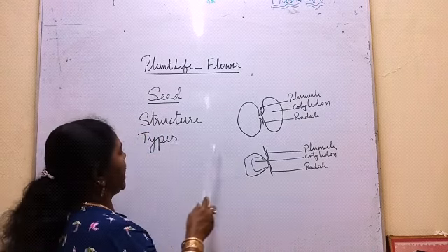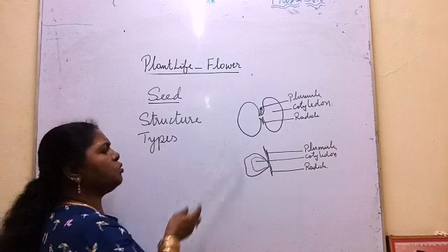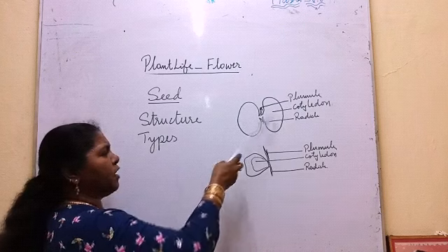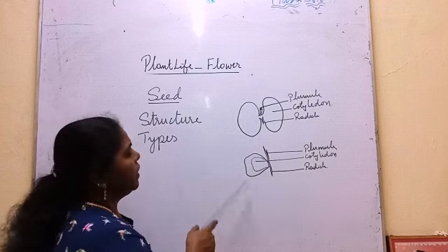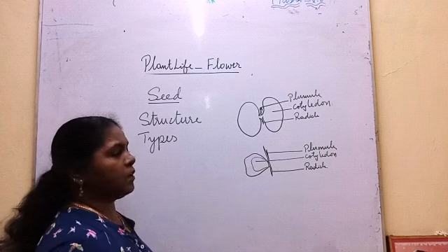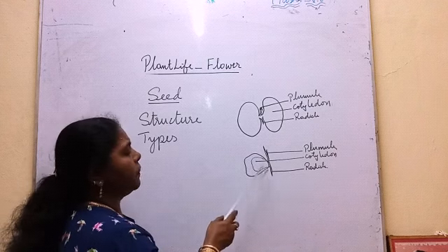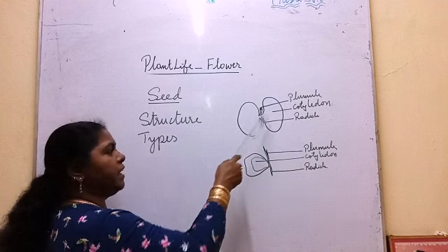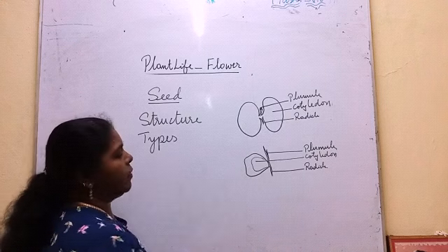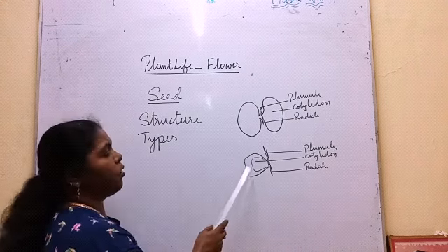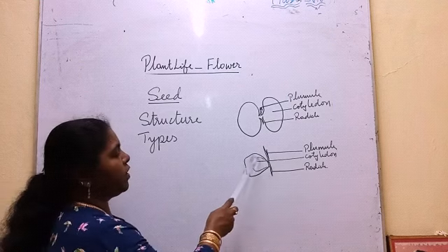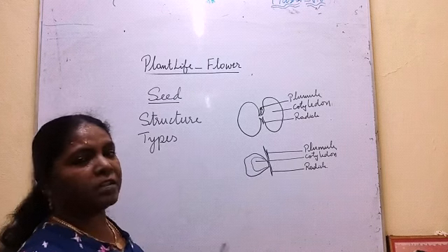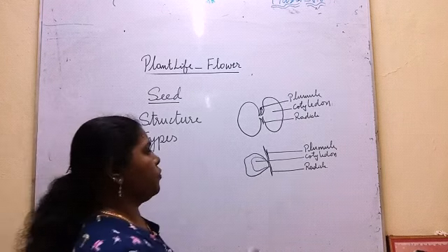Then, types of seeds. I have drawn two seeds here. If you take bean seed and soak it, you will find two cotyledons. If you soak corn and open that coat, you can see only one cotyledon. The plants which have two cotyledons are called dicotyledons. The plants which have a single cotyledon are called monocotyledons. In monocotyledons only one cotyledon is there, but they have the endosperm, which provides more food, more nourishment for the embryo.